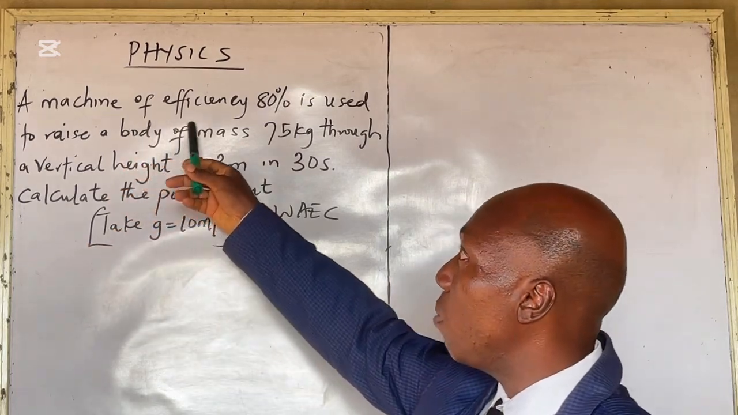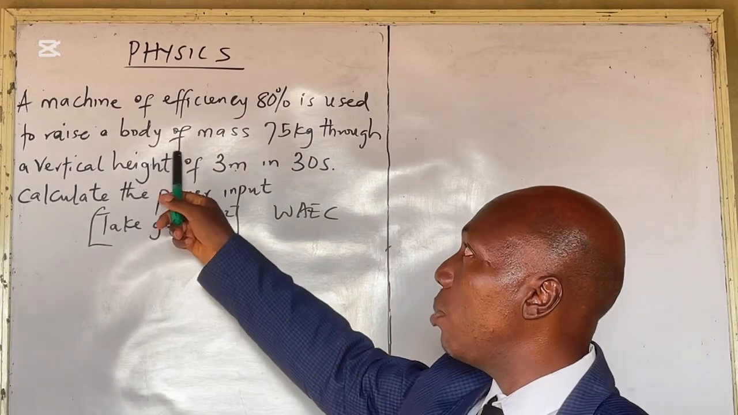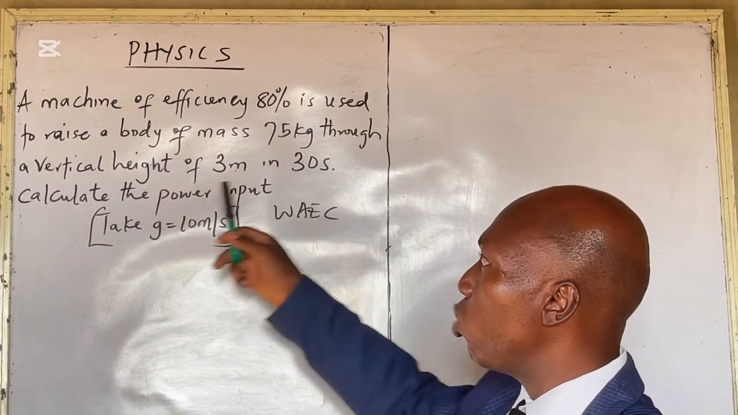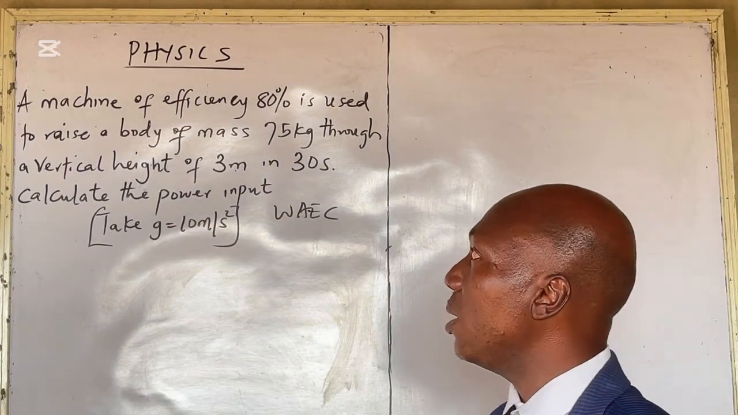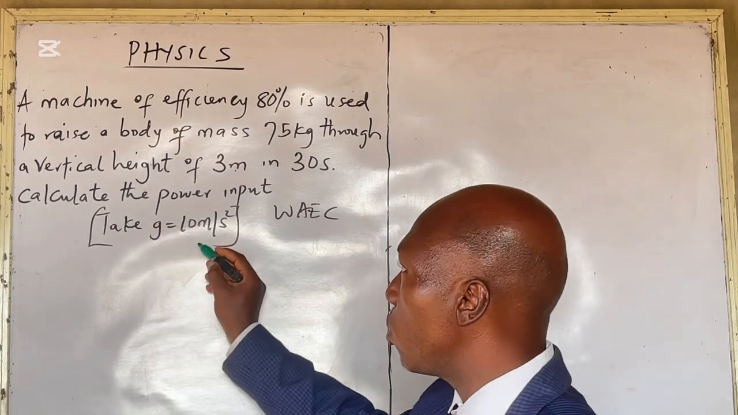A machine of efficiency 80% is used to raise a body of mass 75 kilograms through a vertical height of 3 meters in 30 seconds. Calculate the power input.